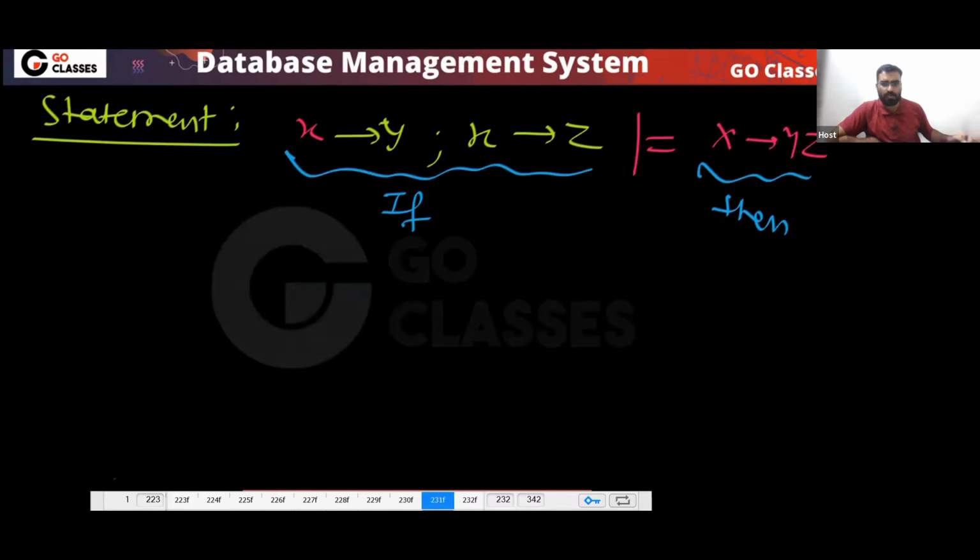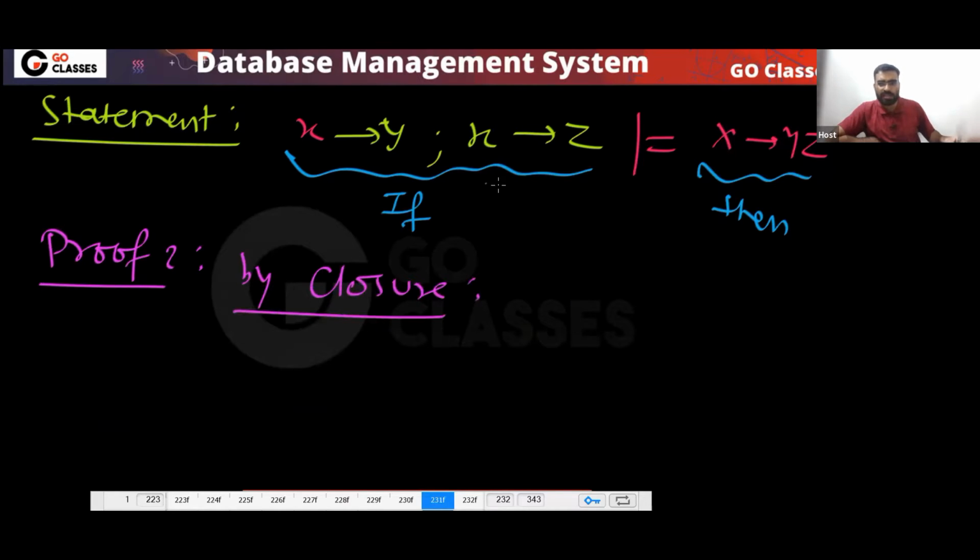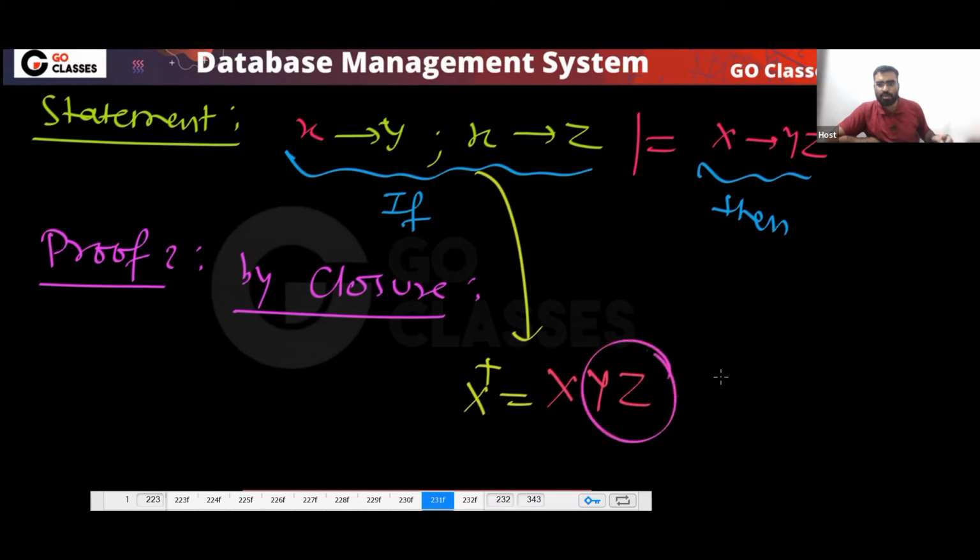But what is proof number two? The proof number two is by closure. In this you find the closure of x, x plus. So x can determine y, and you can notice x can determine z. So x can determine yz. Okay, this is simple. But what is another proof?